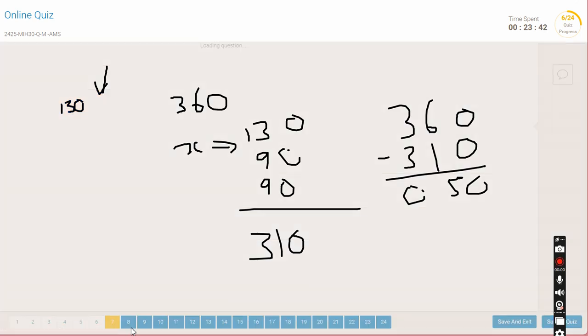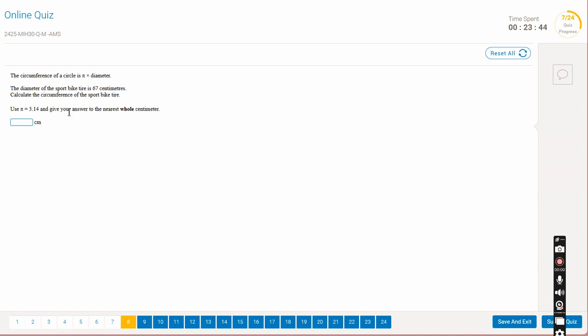The next one, here again, you're just supposed to multiply, because what are they asking for? The circumference of the circle. They gave you the formula. The diameter of the sport bike tire is 67 centimeters and they want it in centimeters. So you're not supposed to change anything. You just multiply 67 times 3.14. I know some people struggle with multiplying, so let's multiply this decimal as well. Multiplying by decimals, I mean.